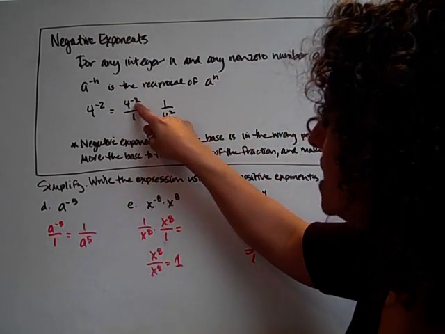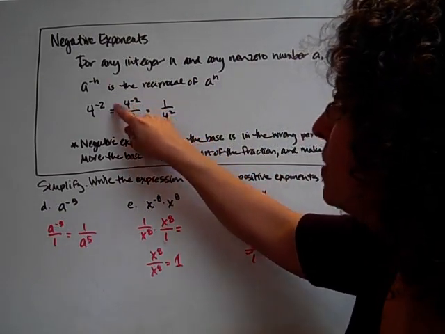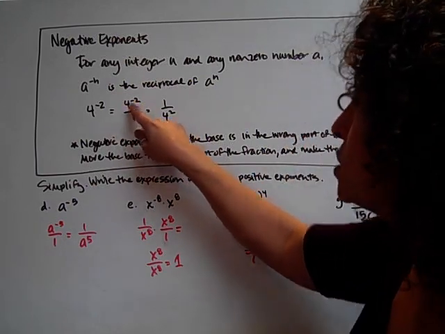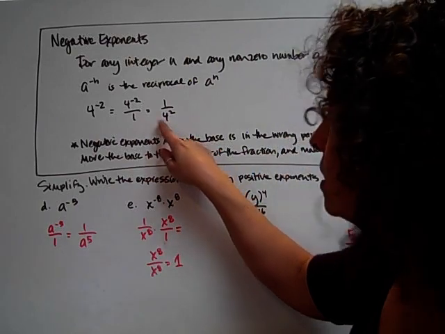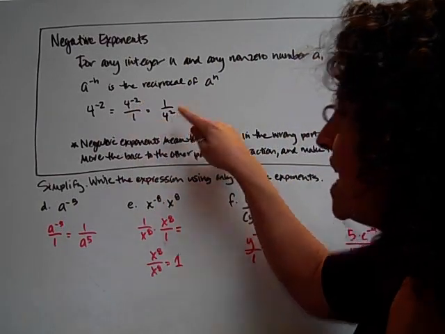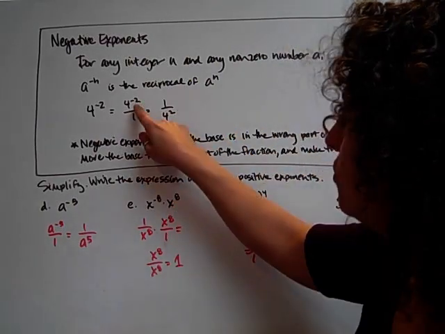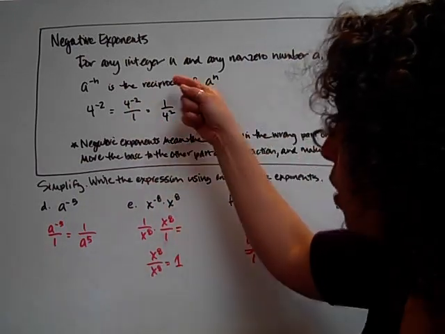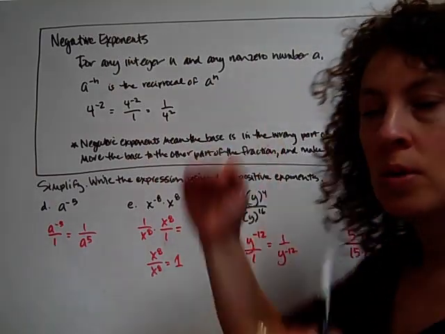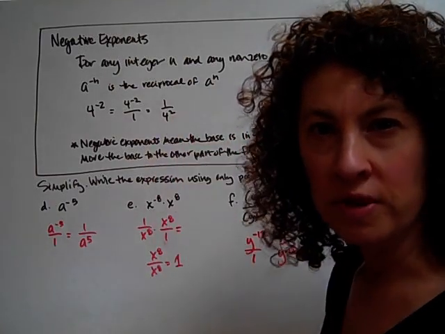So here I have 4 to the negative second power. The base of 4 is in the wrong spot. So I'm going to move the 4 to the denominator, because here it's in the numerator. I'm going to move it to the denominator. And since it's now in the right spot, its exponent becomes a positive. So 4 to the negative second power is the same thing as 1 over 4 to the second power. So as I'm working with my fractions, that's how I can move things around.